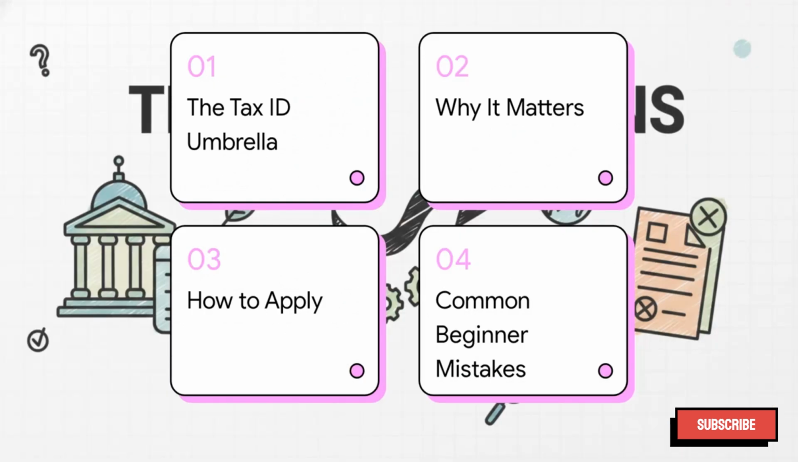All right, here's our roadmap for today. 1. The tax ID umbrella. 2. Why it matters. 3. How to apply. And 4. Common beginner mistakes. Let's dive right in.